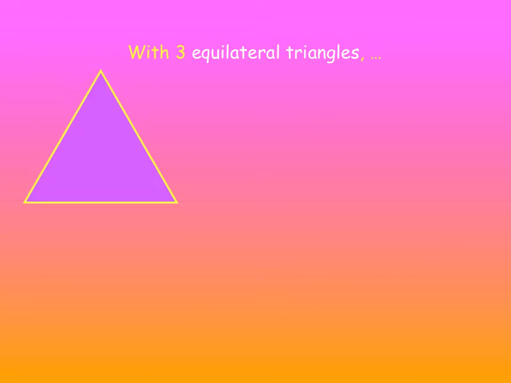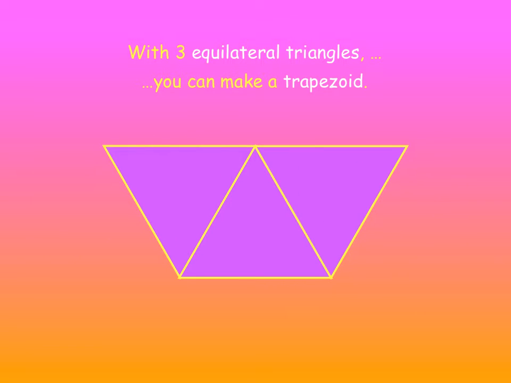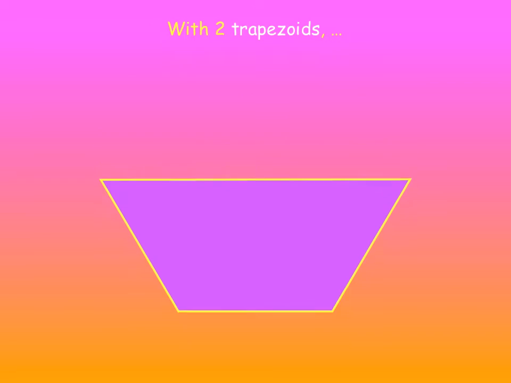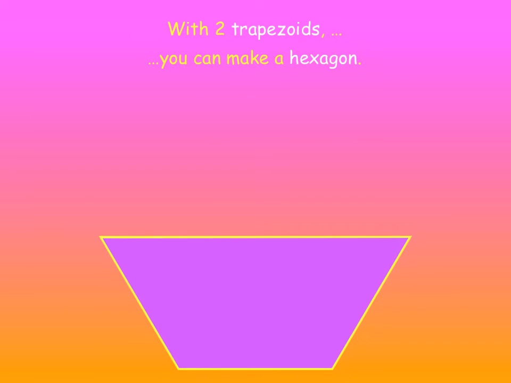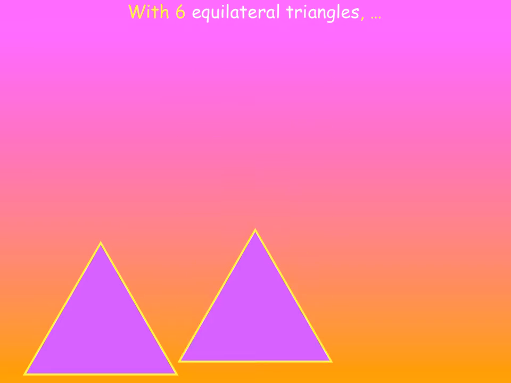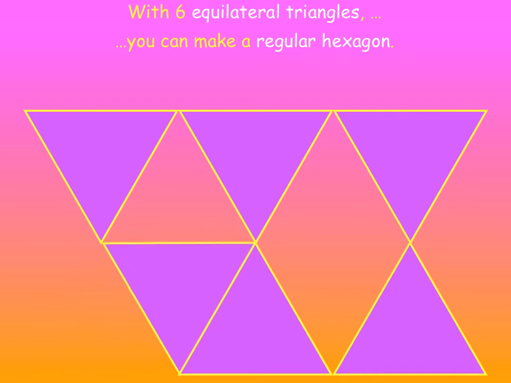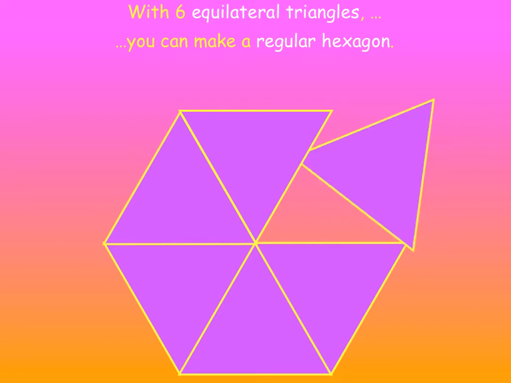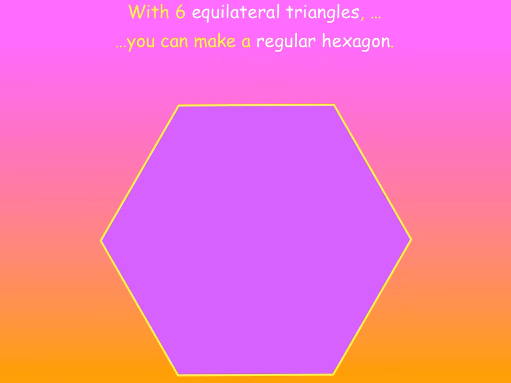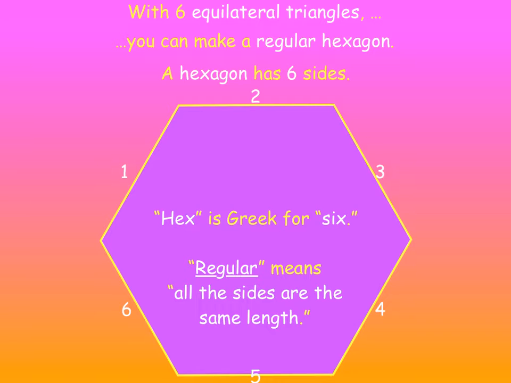With 3 equilateral triangles, you can make a trapezoid. And with two trapezoids, you can make a hexagon. With 6 equilateral triangles, you can make a regular hexagon. A hexagon has 6 sides. Hex is Greek for 6. Regular means all the sides are the same length.